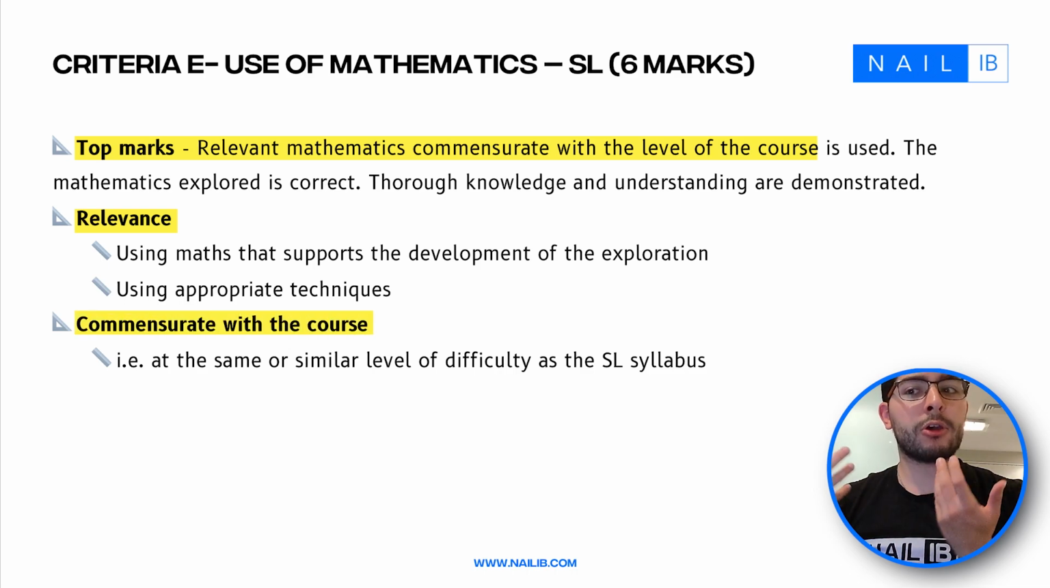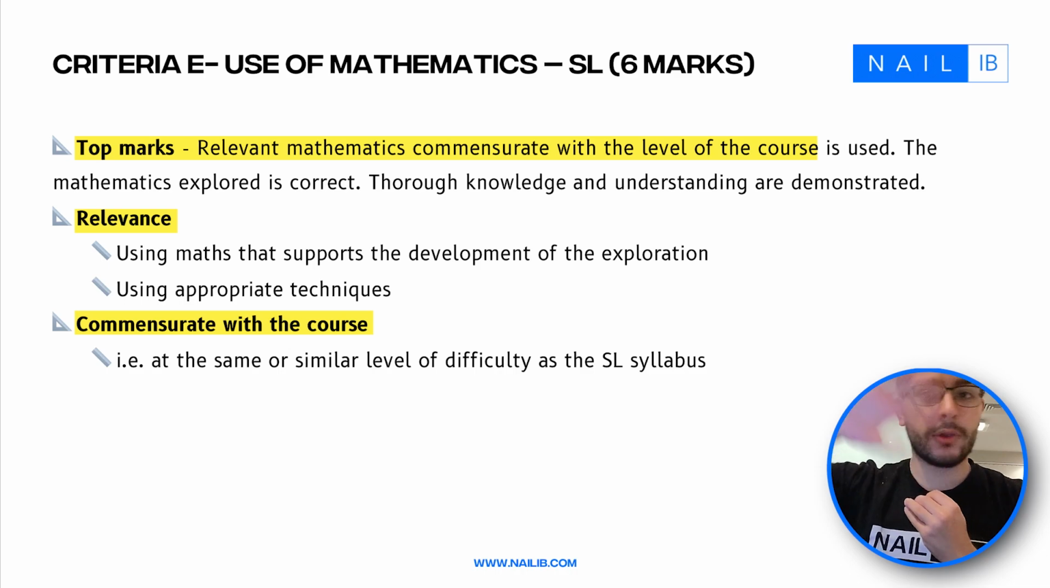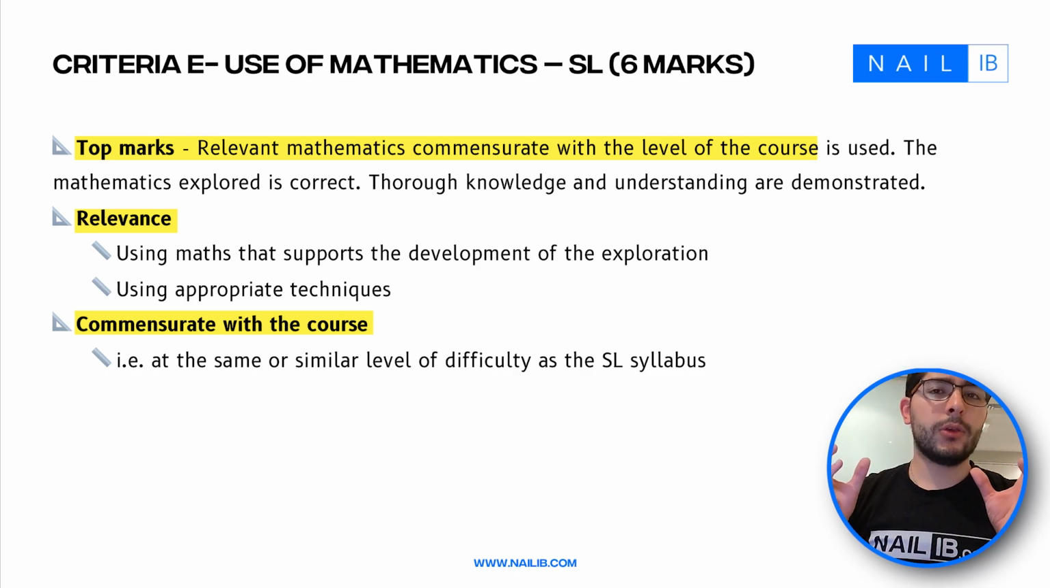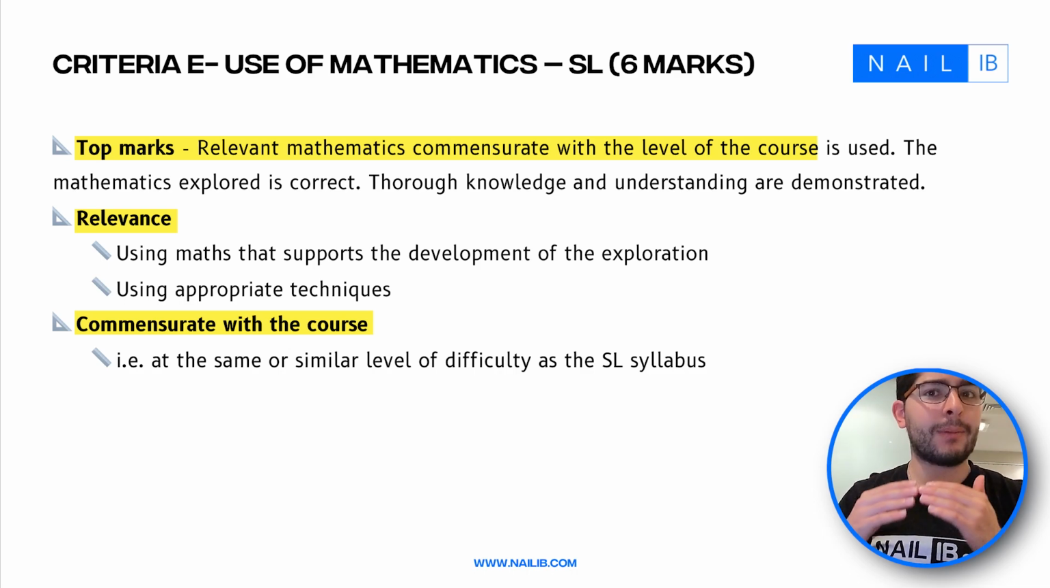Another thing is commensurate with the course. Commensurate basically means it is at the same level as the course. So if you're doing SL maths, your maths should be at the level of SL. You don't necessarily need to go beyond the syllabus in terms of difficulty. You won't be penalized, but you won't necessarily be rewarded too much for it either. So I would say try to keep it at roughly the same level of difficulty as the level you are doing.